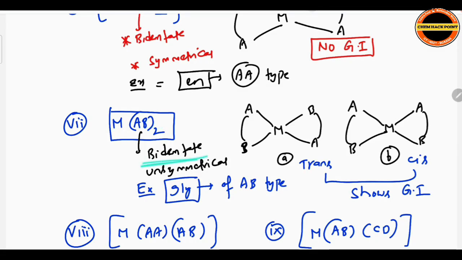M(AB)2, bidentate, unsymmetrical this time. Unsymmetrical means the donor atoms are different, like glycine, glycinato, GLY. What is glycine? What is ethylene diamine? If you have any doubt, watch part 1, coordination compounds. Glycine is of AB type. In part 1, I gave a number of examples of ligands, including the most familiar JEE Mains question-based ligands. If not watched, start with part 1 so that all doubts will be clear. GLY glycinato is of AB type, unsymmetrical, where the donor atoms of the ligand are different.